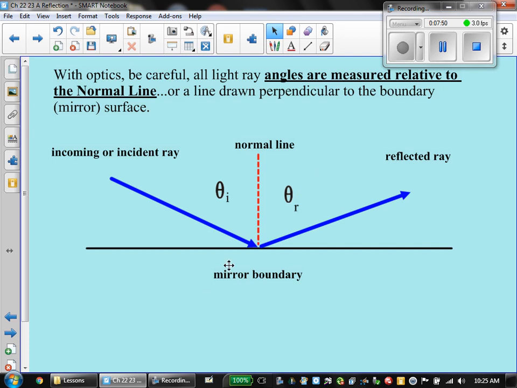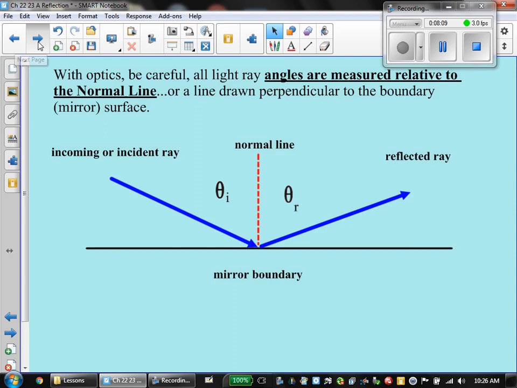It's very tempting to take the angle that it's coming in relative to the mirror. You can't do that, and you'll see why. It's tied to a mathematical function when we do the equation. So the angle of incidence is between the incoming light ray and the normal line. The angle of reflection is between the normal line and the reflected ray. And again, it's always measured relative to normal.